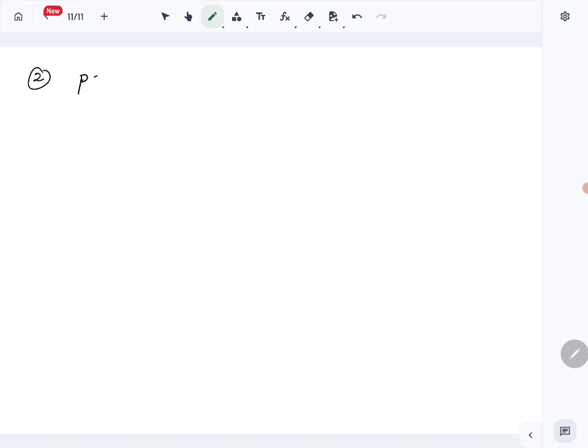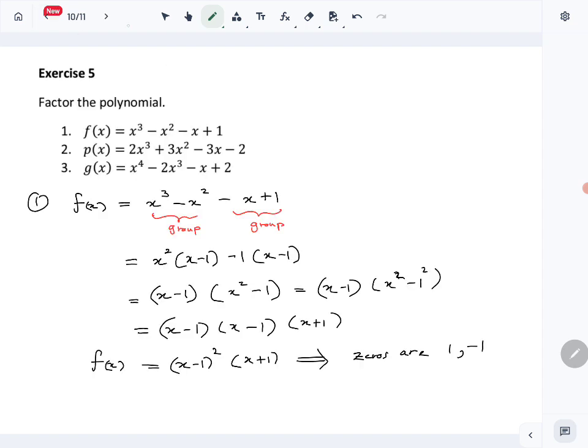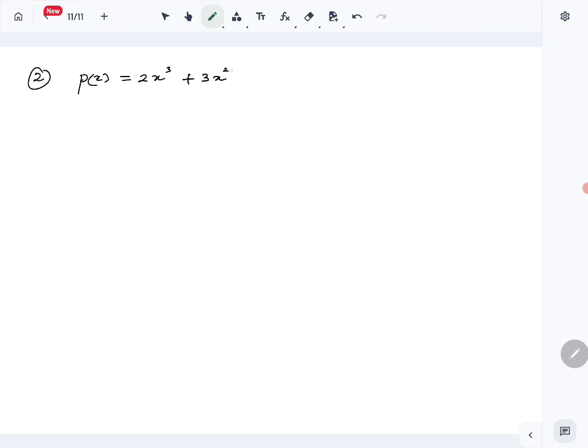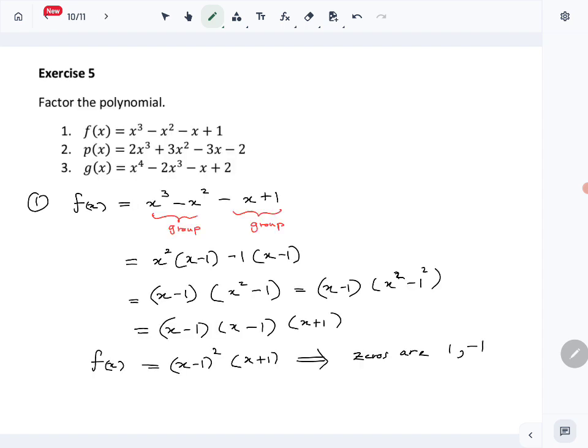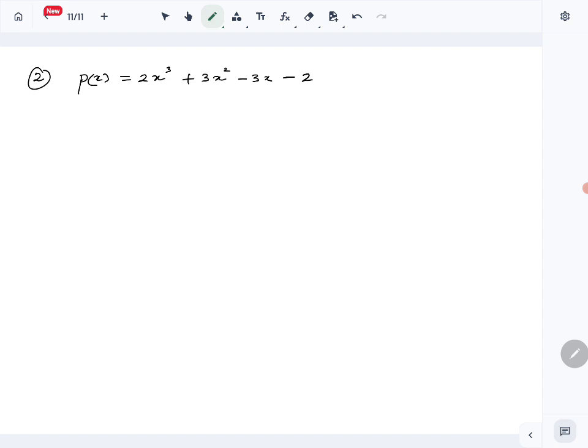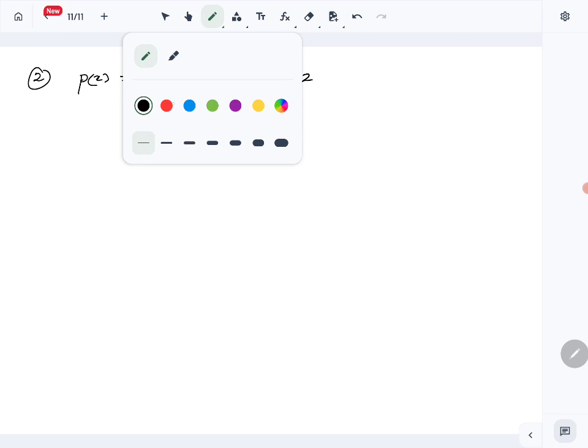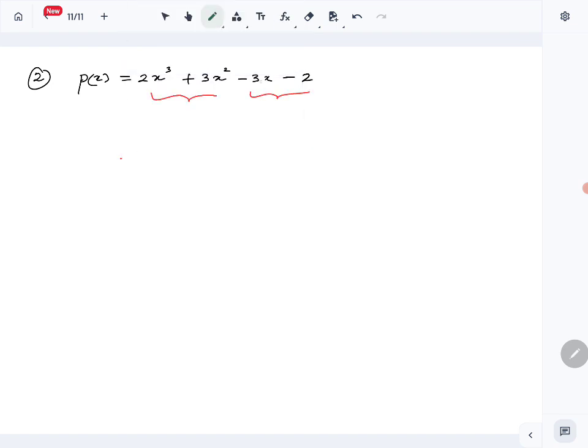So the second one is 2x cubed plus 3x squared minus 3x minus 2. Right, okay, look at this one. Grouping fails. You can't create the same factor by taking something out. You can take x squared from the first and second terms, and you get 2x plus 3. But you can't create 2x plus 3 in the last two terms. So grouping doesn't work here.